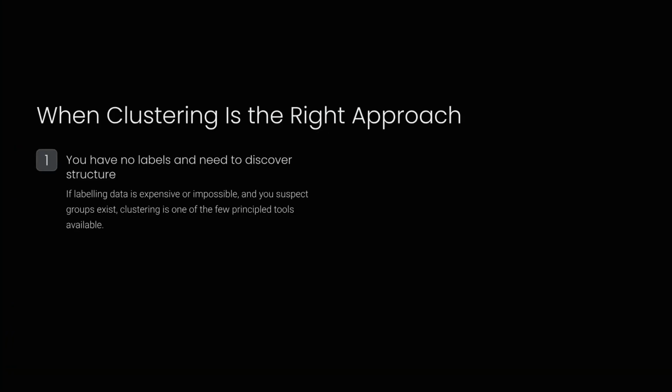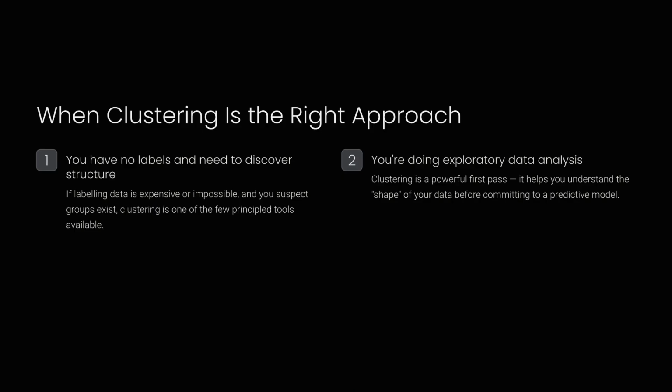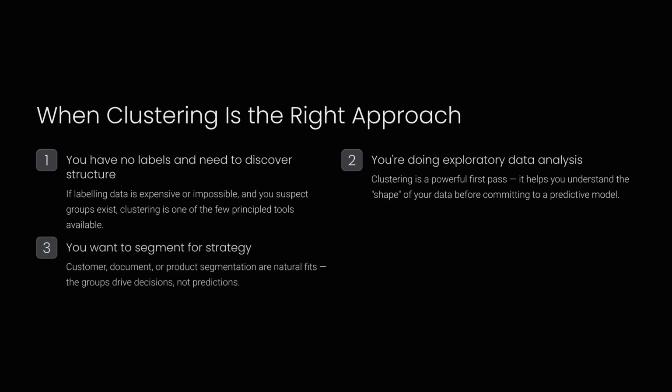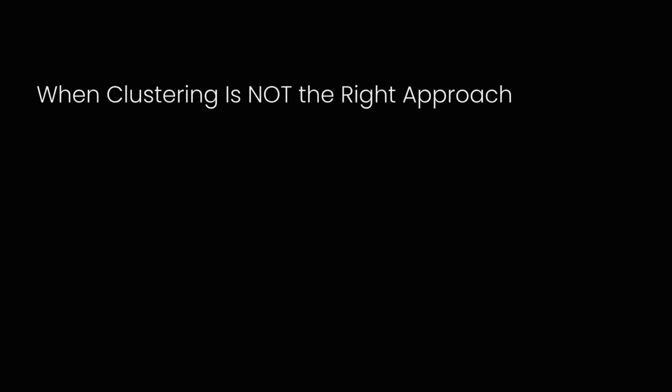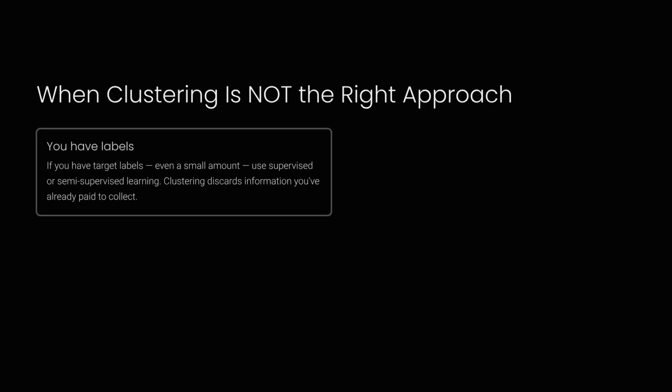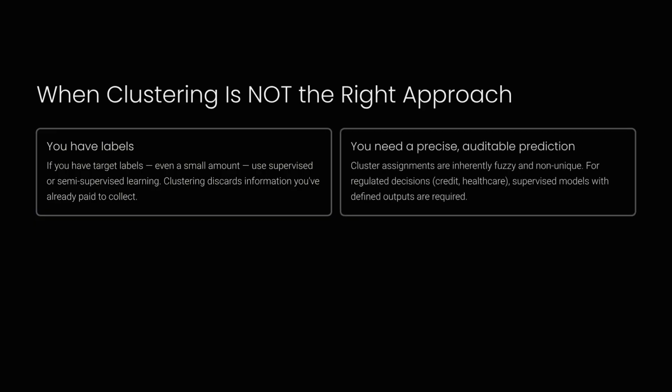Clustering is the right approach when you have no labels and need to discover structure for exploratory data analysis, to segment for strategy, or for anomaly detection without labeled anomalies, such as finding noise points with DBSCAN. Clustering is not the right approach if you already have labels. Supervised learning is better. It's also unsuitable if you require precise, auditable prediction.